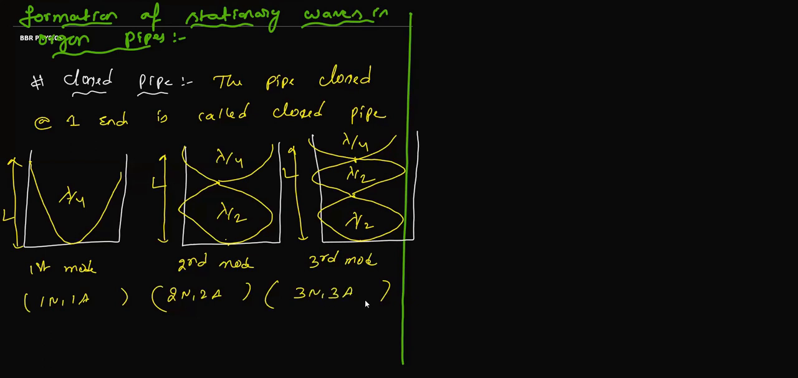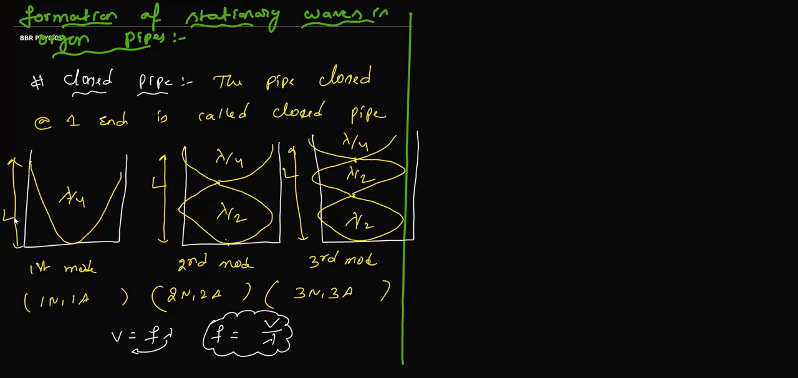I would like to discuss one formula here, which we already learned at the start of the chapter: the frequency-velocity relation. Velocity equals f lambda, so f equals v by lambda. This is the frequency formula we are going to use in this derivation. Let me discuss each case first.